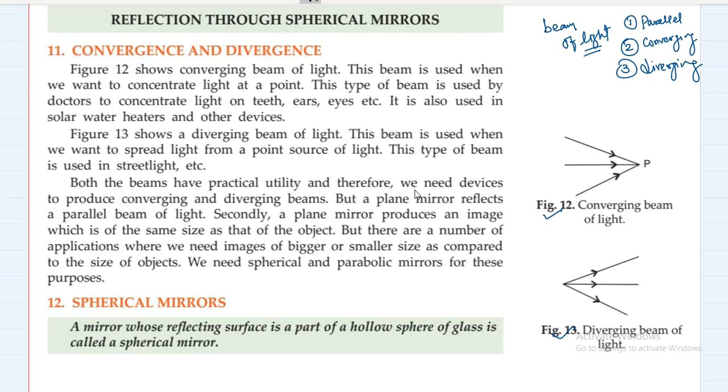Both beams have practical utility, and therefore we need devices to produce converging and diverging beams. A plane mirror reflects a parallel beam of light. It does not produce a converging or diverging beam. A plane mirror produces an image which is of the same size as the object, but there are a number of applications where we need bigger or smaller images compared to the size of the object. For that we need spherical and parabolic mirrors.